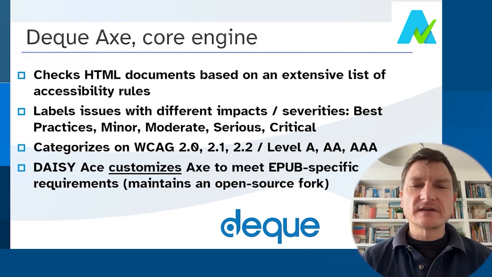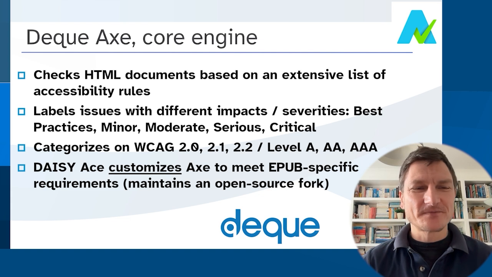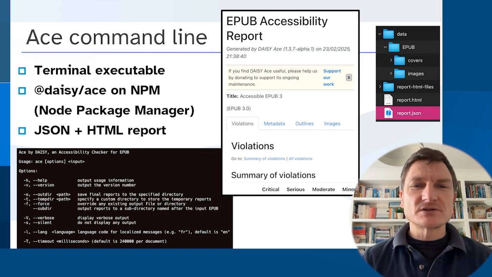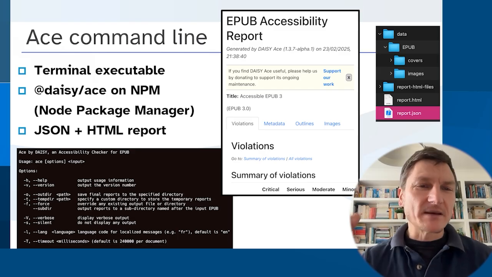It is worth noting that DAISY ACE customizes DQ-AXE in order to meet EPUB-specific requirements. We therefore maintain an open-source fork of AXE that we integrate in ACE. As previously mentioned, ACE is a command-line tool. The terminal executable, which is essentially a large JavaScript application, is published at the official Node Package Manager repository, NPM.